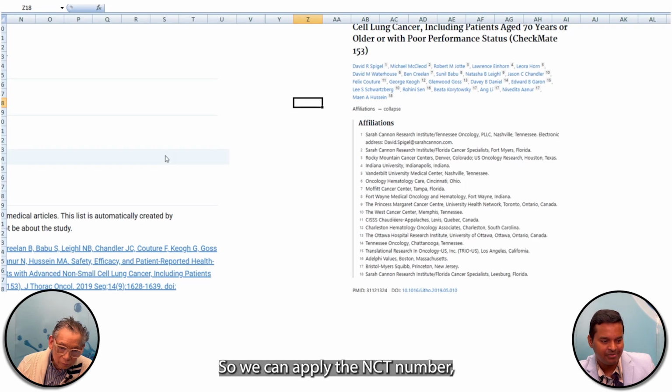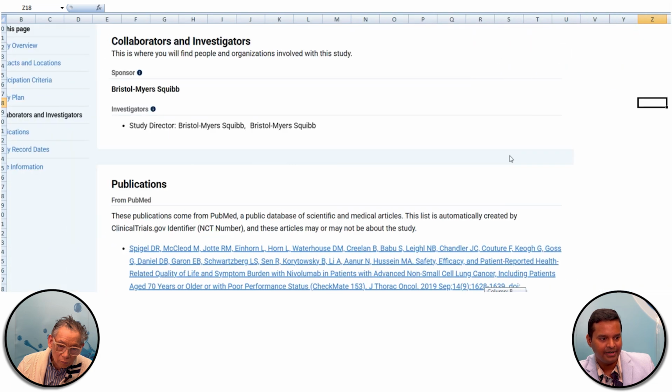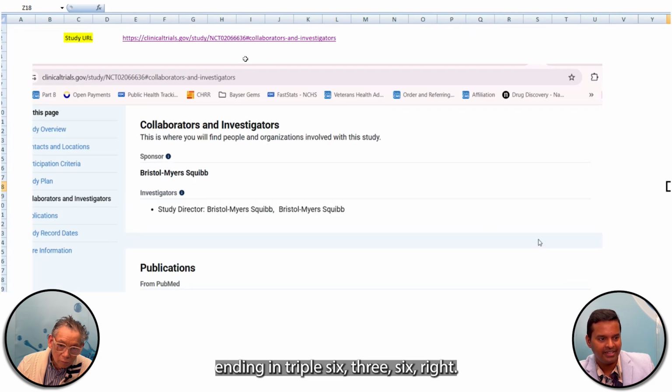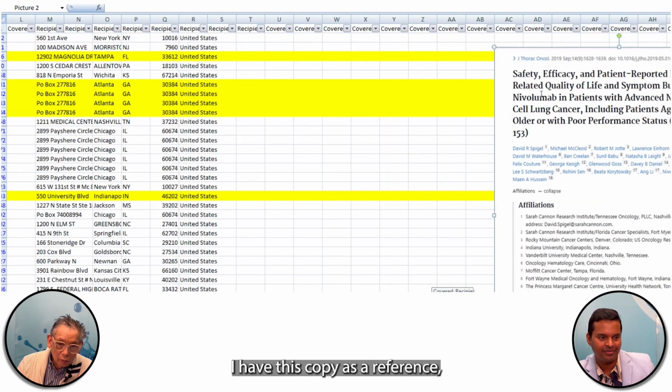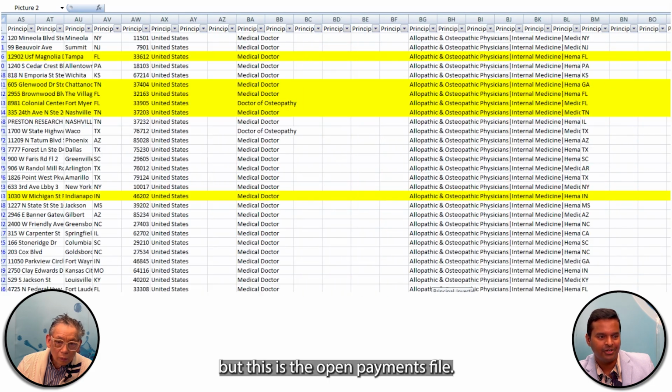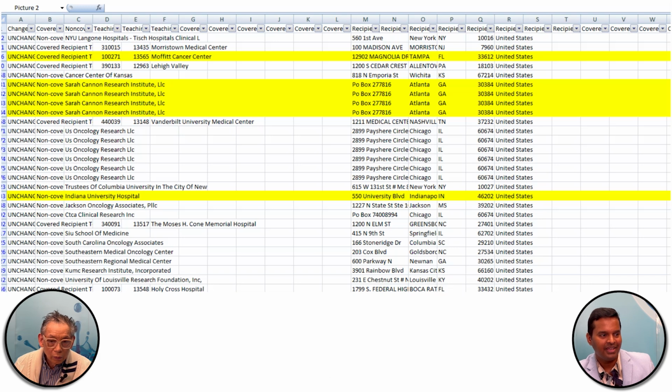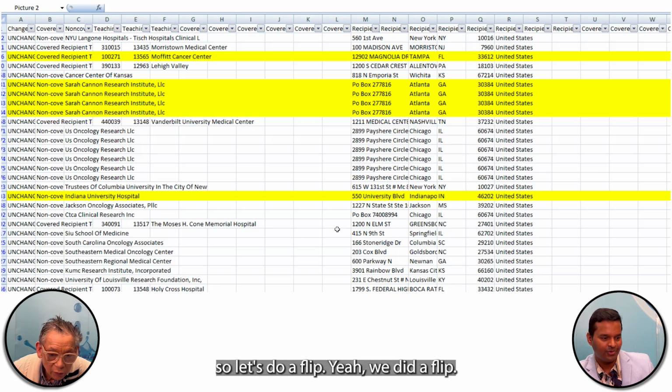And so then, like NCT? Is it the NCT? Yes. Right, so we can apply the NCT number, the same number that we have for this, ending in 66636, right? So when we go to the Open Payments, I have this copy as a reference, but this is the Open Payments file. I know it's kind of hard to read, so let's look at flip.